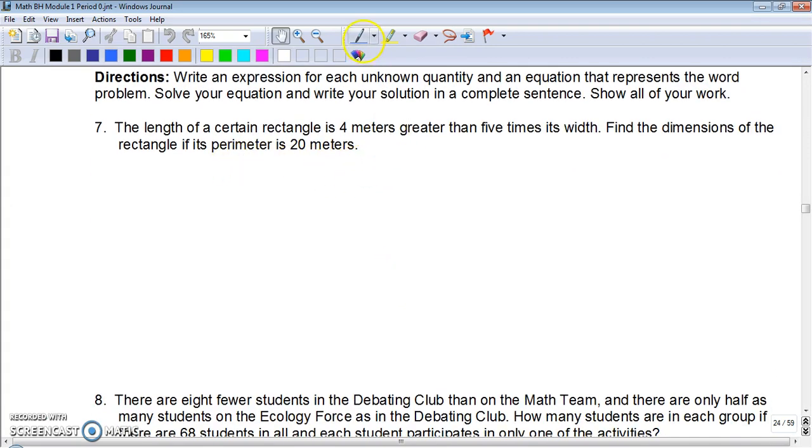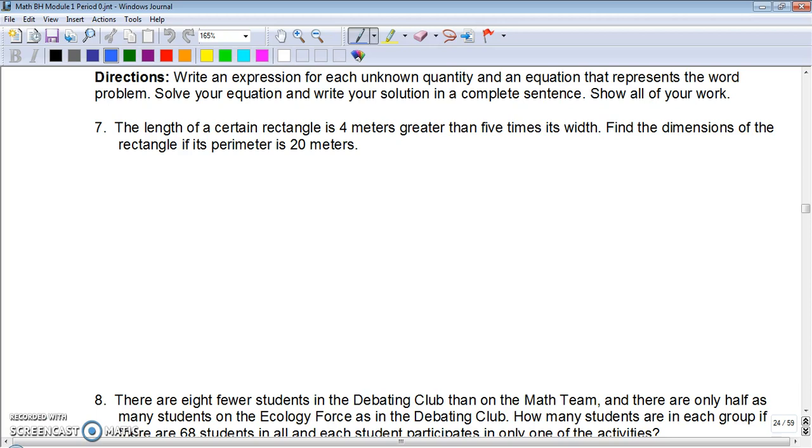I'm going to mainly focus on the setup of these. I think we should be able to solve these. I would like you to solve them, and then feel free to check the key that's on Google Classroom. We're going to write expressions for each unknown quantity and an equation that represents the word problem. We're going to solve it with all of our steps and write a complete sentence.